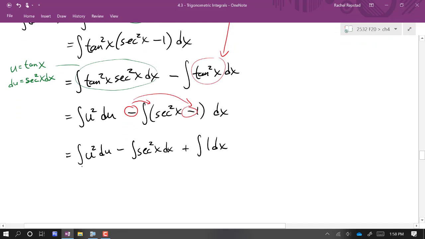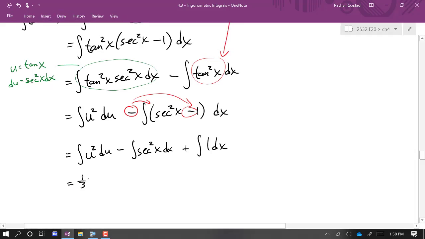Now, all of these are ones we know how to do. Obviously, the first one's a power rule. We know the integral of 1 at the end, right? We know how to integrate a constant. And the second is an integral we know. The integral of secant squared is tangent. So now let's just integrate the whole thing.